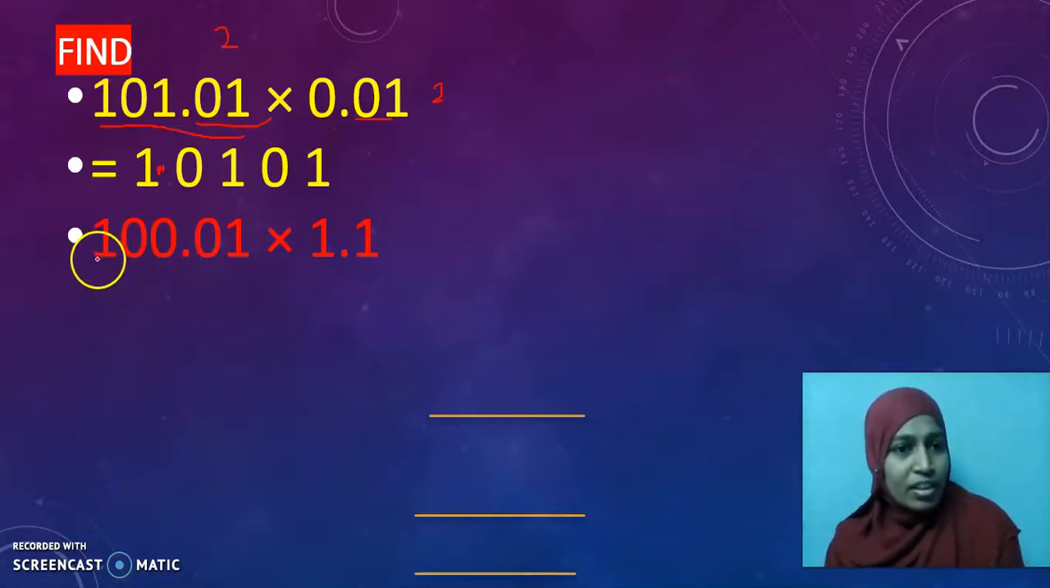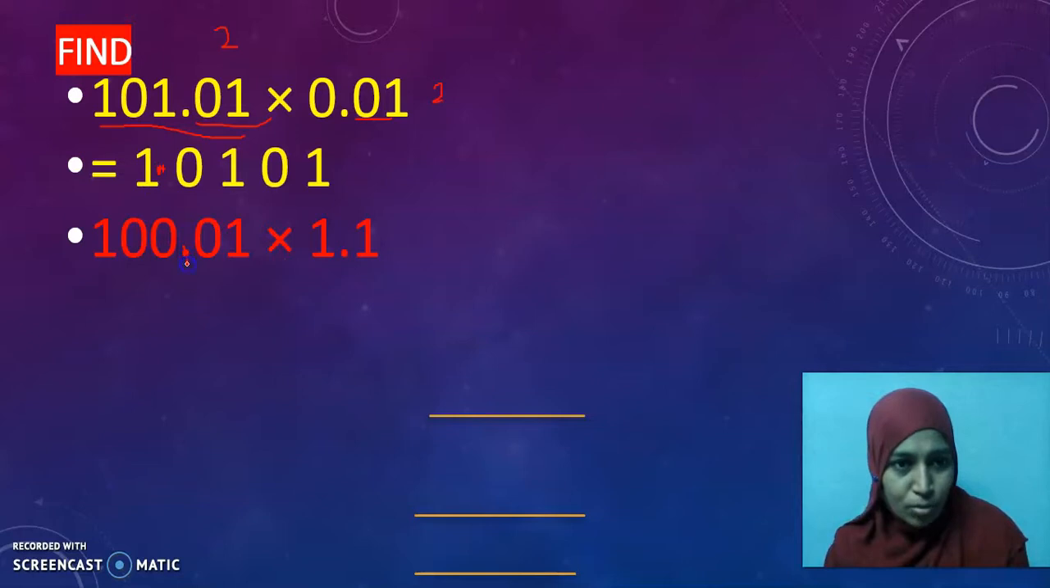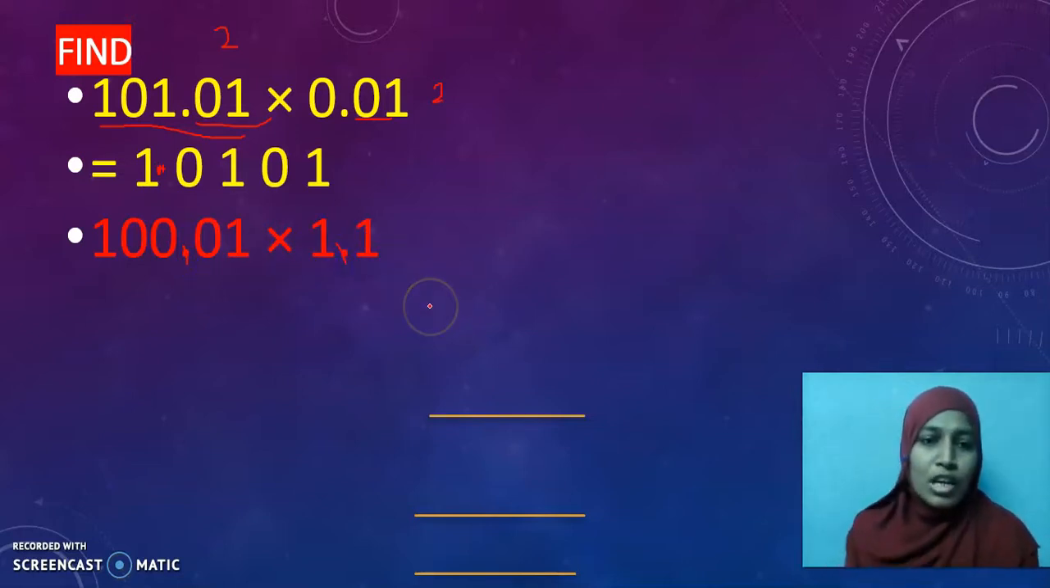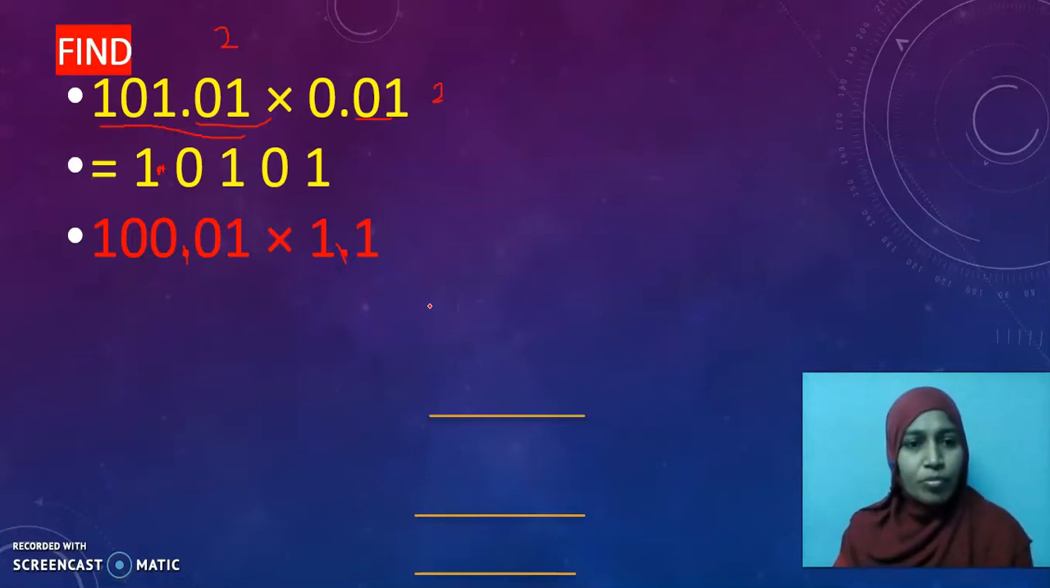Here I have 100.01 into 1.1. As per the rule, I have to forget the decimal point and multiply by 11. Come on, start doing it, my dear children. Multiply by 11. It's very simple. It is multiplying by 1 twice, no?